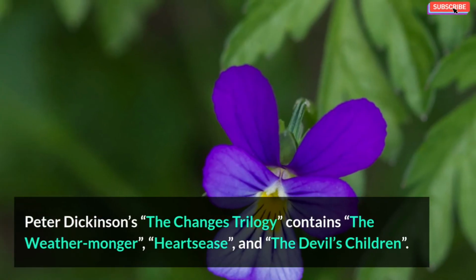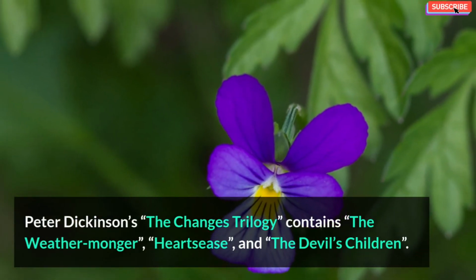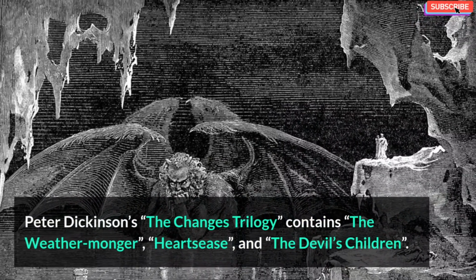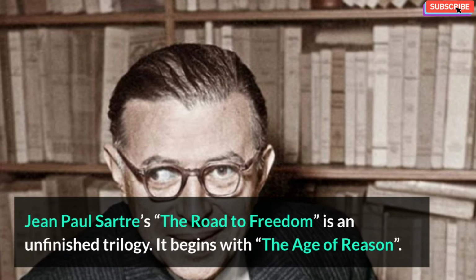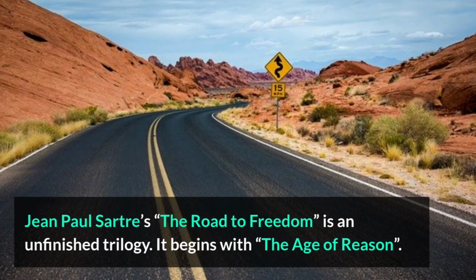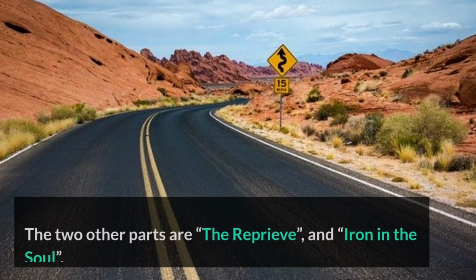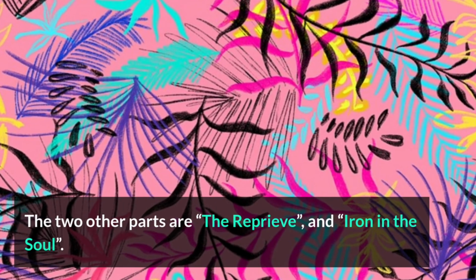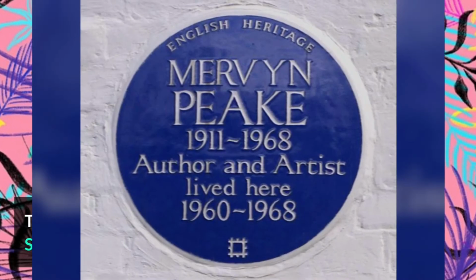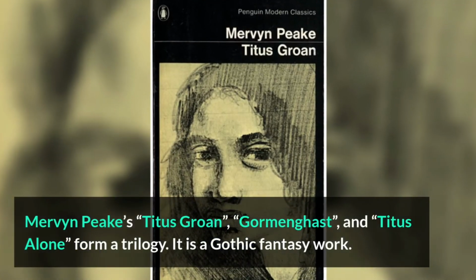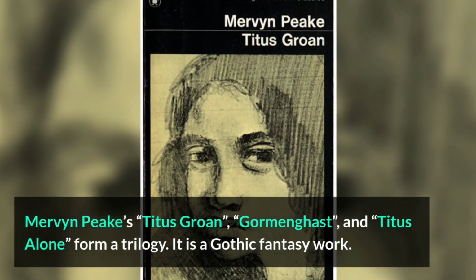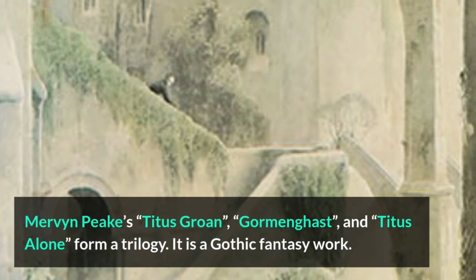Peter Dickinson's The Changes trilogy contains The Weathermonger, Heartsease, and The Devil's Children. Jean-Paul Sartre's The Roads to Freedom is an unfinished trilogy. It begins with The Age of Reason. The 2 other parts are The Reprieve, and Iron in the Soul. Mervyn Peake's Titus Groan, Gormenghast, and Titus Alone form a trilogy. It is a Gothic fantasy work.